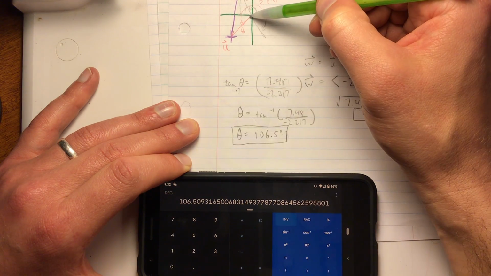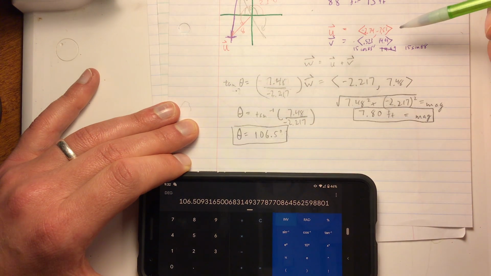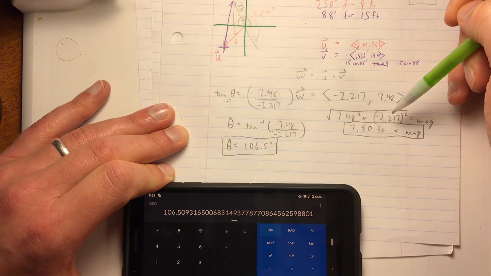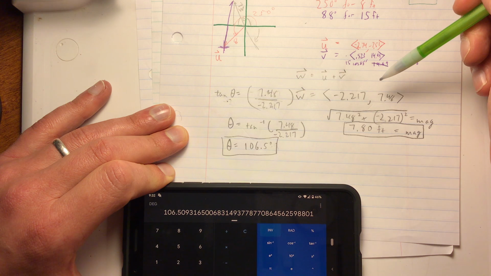So if you didn't want to have to go down here and up here, and you want to figure out which way they've gone, if you know this, you can do some trigonometry. You can figure this out.